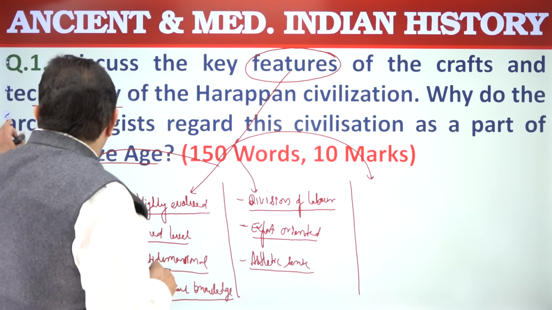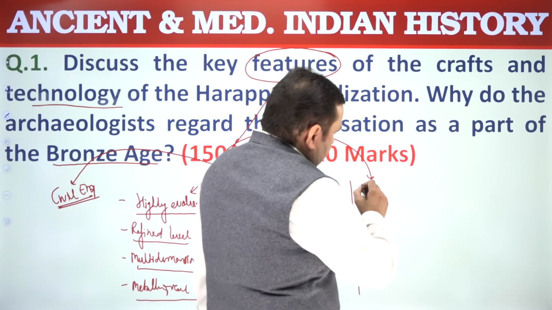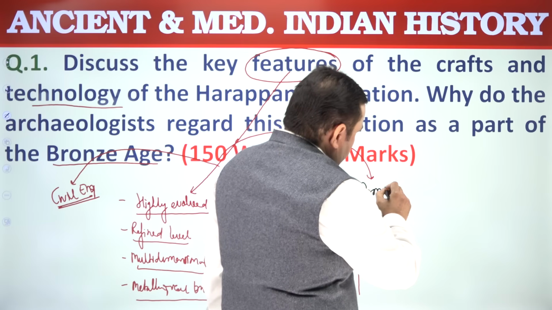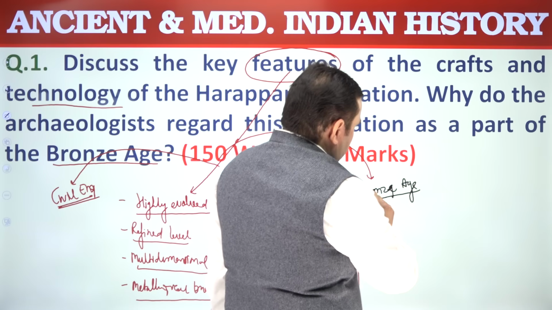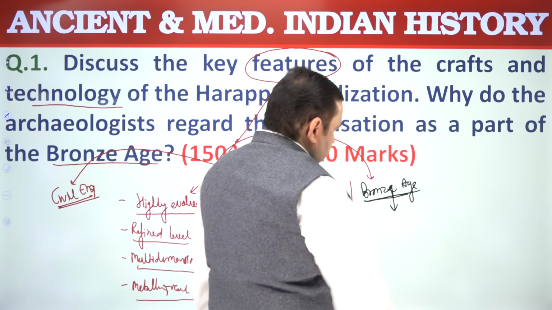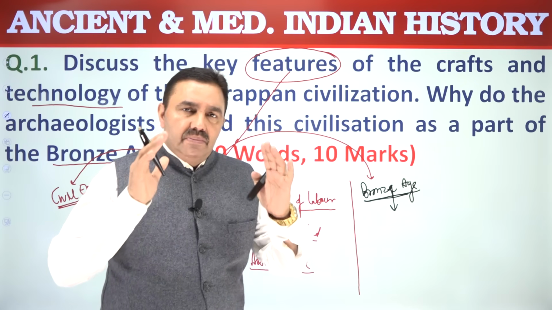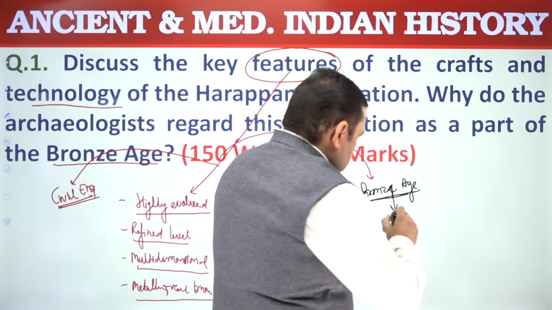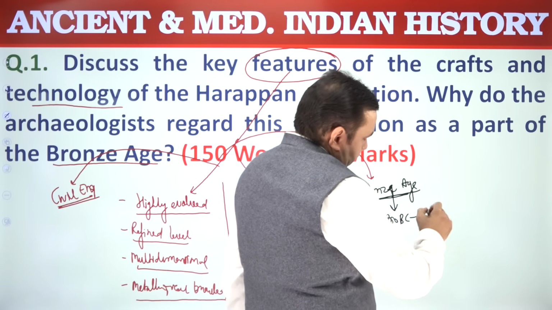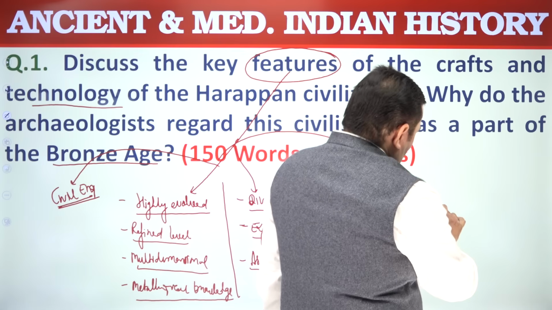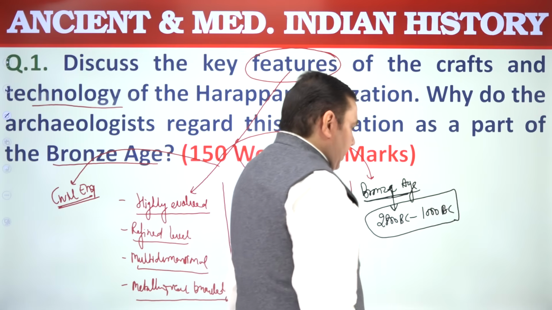Second part, why is Harappan civilization known as the Bronze Age civilization? Archaeologists put it as a Bronze Age civilization because use of bronze was a typical feature of this age. The Bronze Age was, say, from 2800 BC to around 1000 BC, because around 1000 BC the man started using iron.